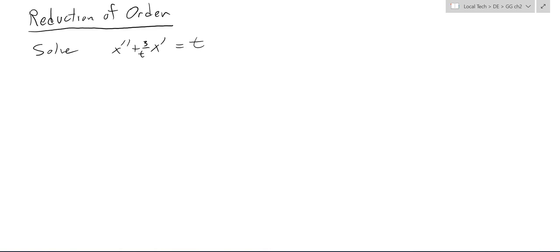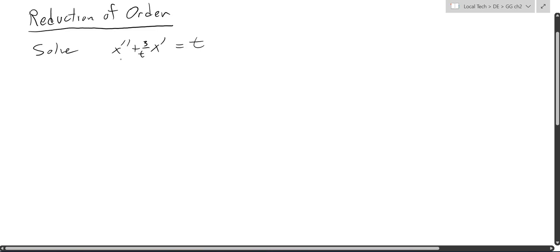In this video we're going to be talking about reduction of order and how we're going to use it to find the second solution to a differential equation given a known first solution. We're going to start by looking at the general reduction of order process. So consider a differential equation like this. Here we have the differential equation x double prime plus 3 over t times x prime equals t.